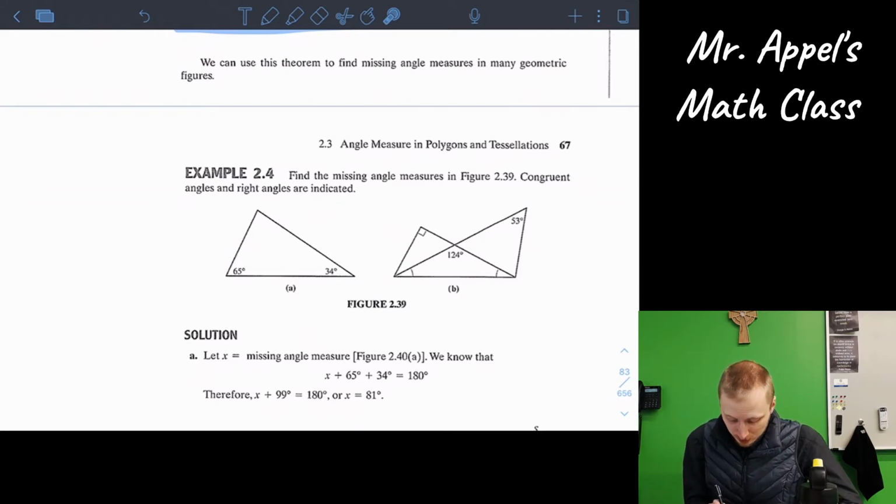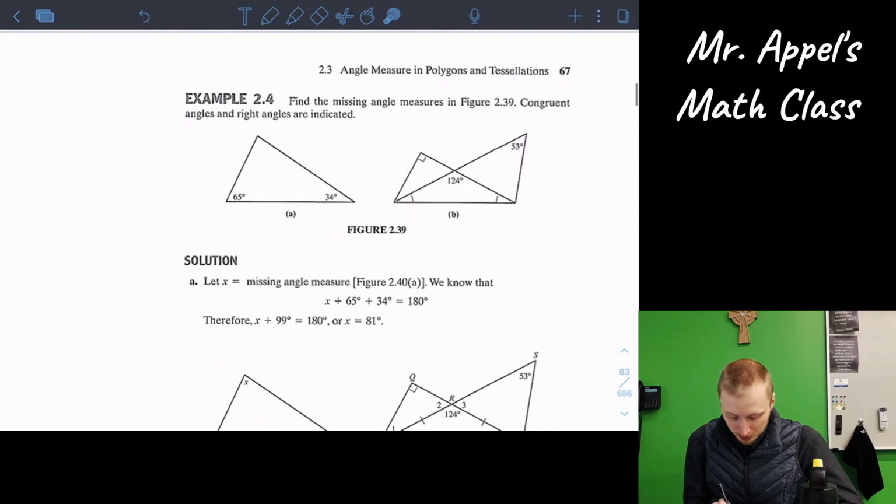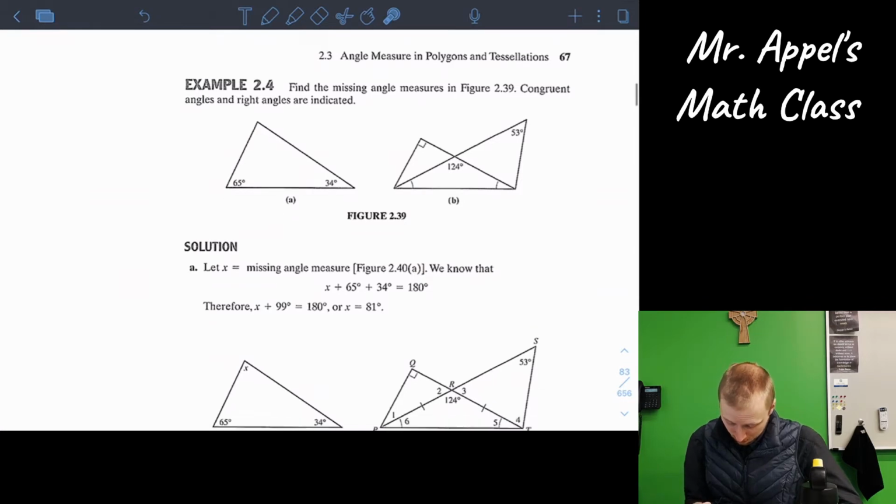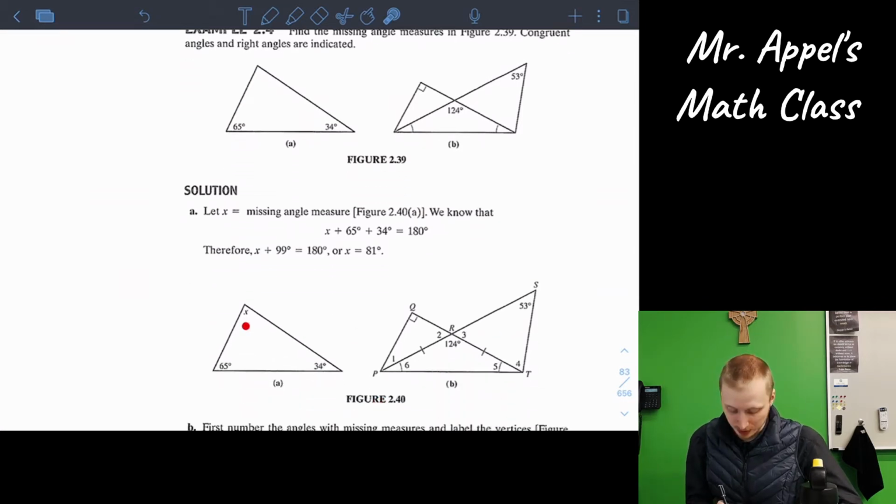Okay? So here is triangle A. We've got one angle here, one angle there. We don't know the measure of this angle. So let's let x equal the missing angle measure in 2.40A. They've reproduced the figure here now with the included x. We know, based on that theorem, x plus the 65 plus the 34 must all equal 180 degrees. Therefore, x plus, combine like terms, 99 equals 180, or x equals 81. They just subtract 99 from both sides. Simple algebra, solve a one-step equation, right?